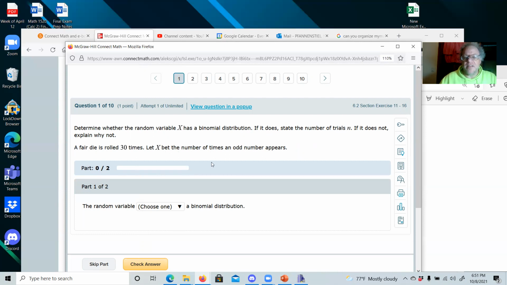So yes, this is a binomial distribution. Each roll is independent. It doesn't depend on the last one, regardless of how many numbers are on the die. It's always going to be the same. It's the same die, so the probability of getting an odd number is always going to be the same. We have a set number of trials. I said we're going to roll it 30 times. And there's 2 outcomes. Any number can be even or odd.